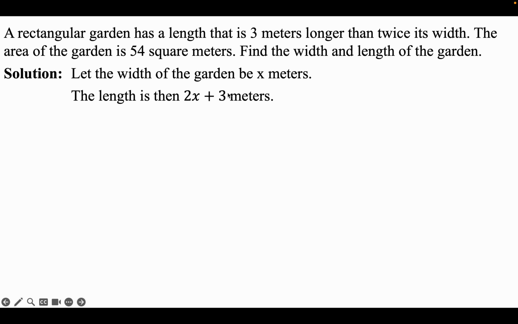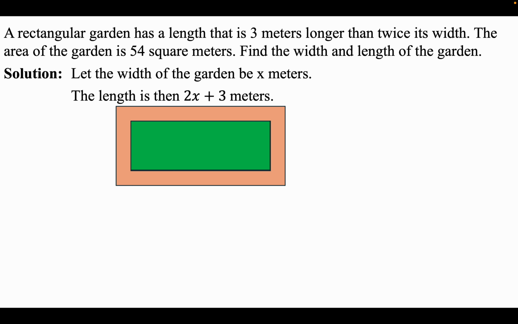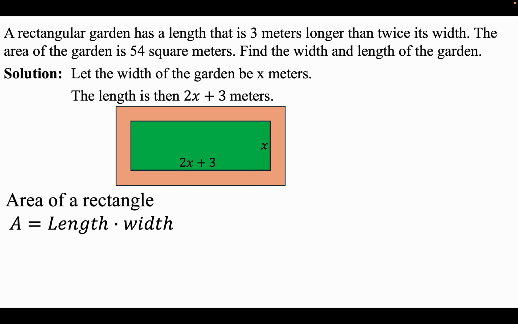Now, a rough sketch of the garden is as follows. The length is 2x plus 3 and the width is x. And we're also given the area of the garden. Well, the area of a rectangle is equal to the length times the width. Since we know the area, we can let A be equal to 54. The length we know is 2x plus 3, and the width is x. So let's put those in.